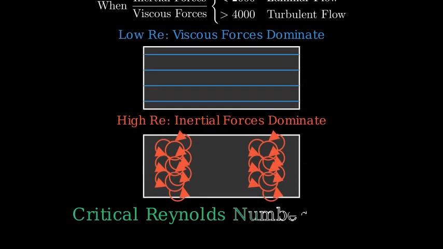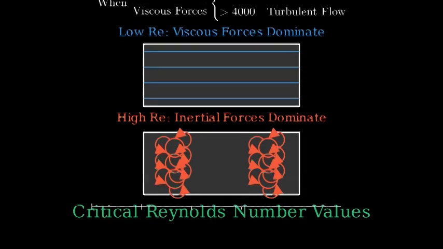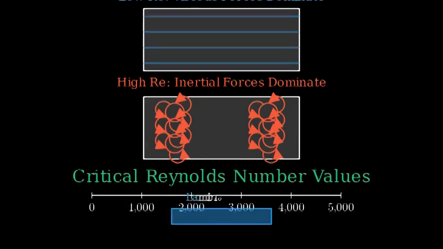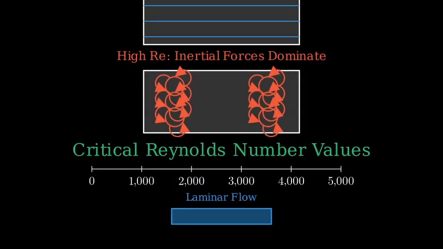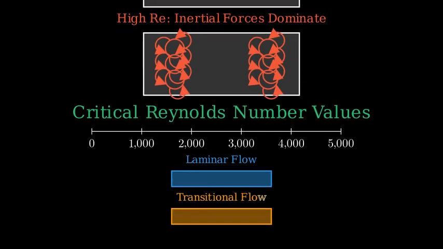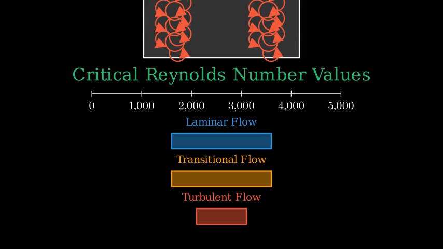Based on experimental observations, we can classify fluid flow based on the Reynolds number. For flow in pipes, if the Reynolds number is less than approximately 2,000, the flow is laminar or streamline. If the Reynolds number is between 2,000 and 4,000, we have transitional flow, which shows characteristics of both laminar and turbulent flow. If the Reynolds number exceeds 4,000, the flow becomes fully turbulent.